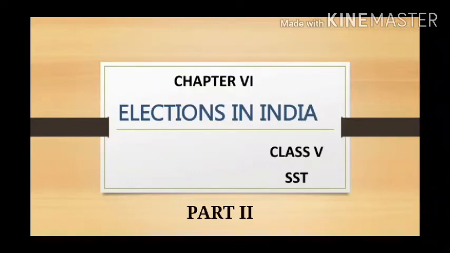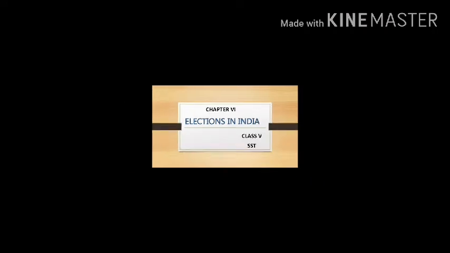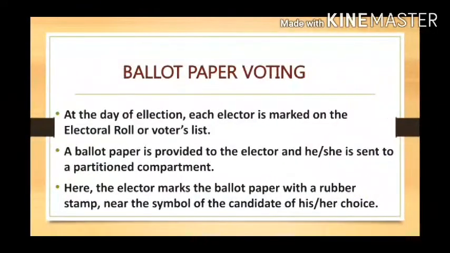Dear students, let us now discuss part 2 of chapter 6, Elections in India, from your class 5 SST book. Let us now learn about some of the different types of voting. The first we have is ballot paper voting.